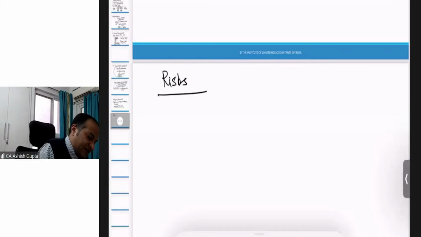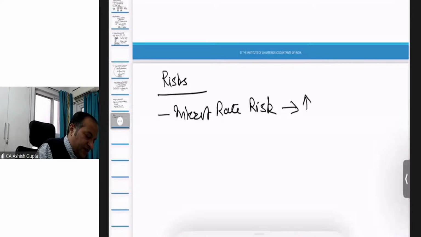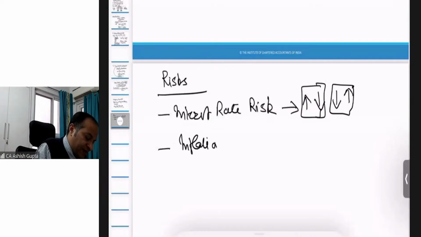Now, what are the various risks attached to bonds? First of all, interest rate risk. With an increase in interest rate, the value of a bond goes down. With a fall in interest rate, the bond value goes up. We will see this, as there are many questions on it. Then comes inflation risk. As I explained earlier, with inflation, the value goes down.